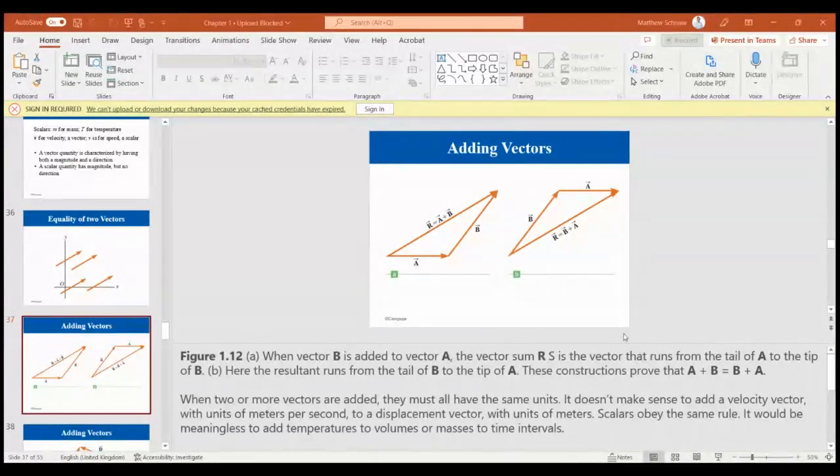So in that case, we have A, we have B, we subtract B from A, and we have A minus B. Again, this is graphically; we'll do it via computation, analytically, or by hand. But that's one way of subtracting vectors. You can have a look at that.